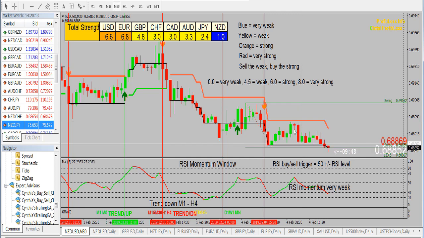So you could do a set and forget. Whenever you get the arrow and the hot dot and the RSI is right around 50, you could sell or buy and just put your take profit at 10 pips and just have it be a set and forget trade. And you can probably scalp a lot of 10 pip trades this way, but for me, it wouldn't really be worth it.